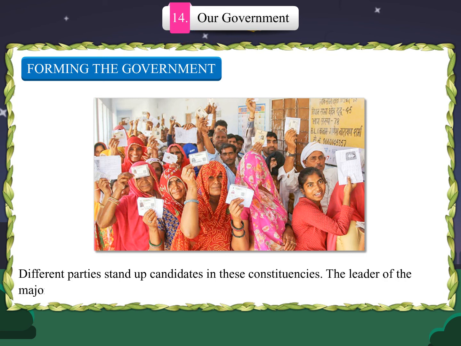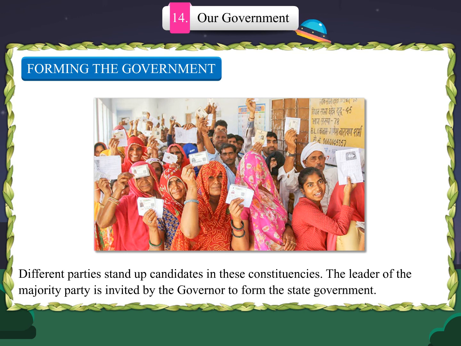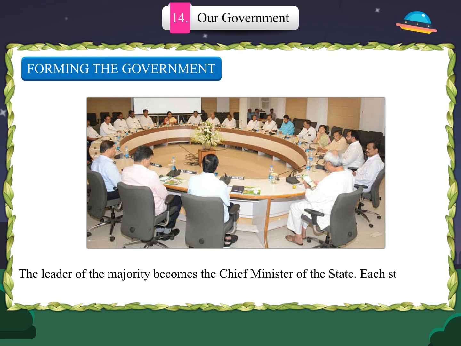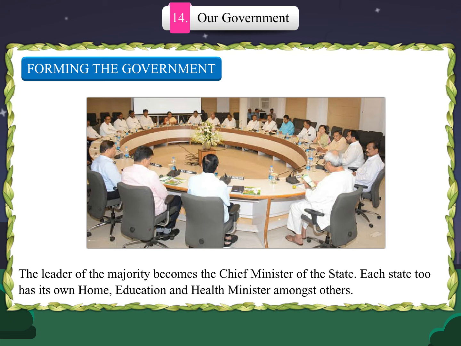The leader of the majority party is invited by the governor to form the state government. The leader of the majority becomes the chief minister of the state. Each state too has its own home, education and health minister amongst others.